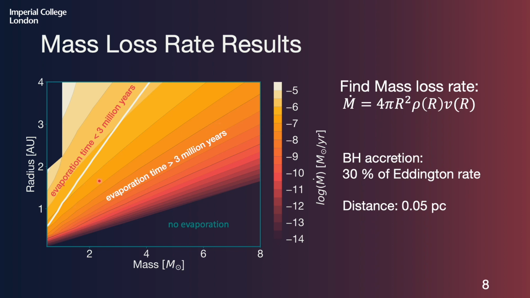The problem is that just from this plot, it is hard to tell how long this evaporation will last. What if the star loses a little mass and then it quickly moves down here where it gets stuck? We need some way to see how the star evolves under this photoevaporative process.